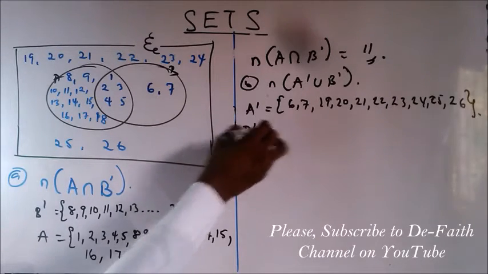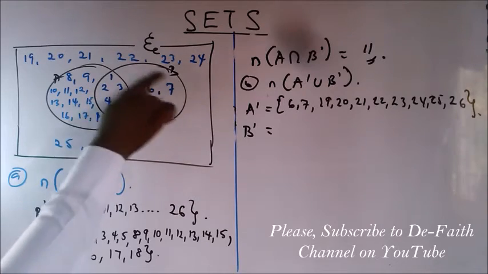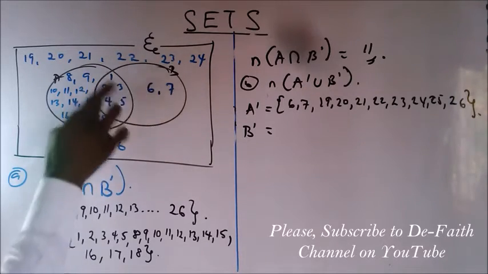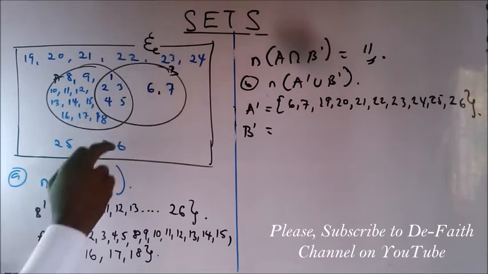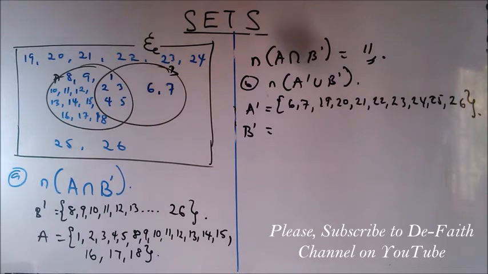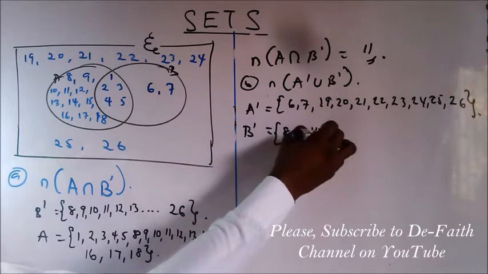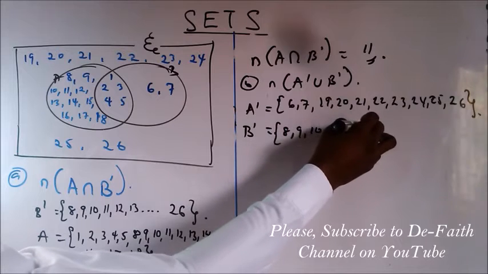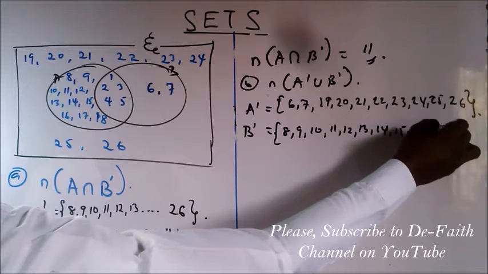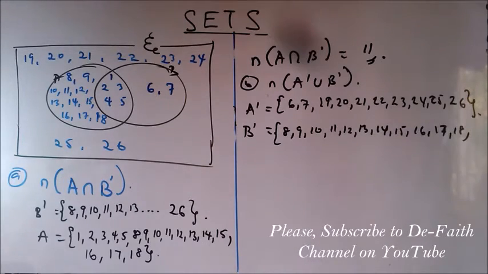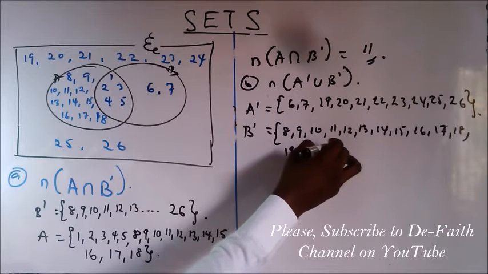Next, B complement. Here is our B, but the B complement are the elements that are not found inside this circle. And so it's going to comprise of what we have here and this. So let's list the elements in B complement. We have 8, 9, 10, 11, 12, 13, 14, 15, 16, 17, 18, then 19 to 26.